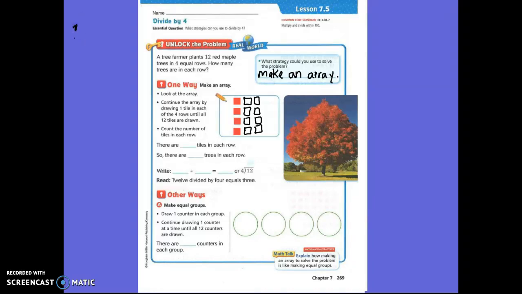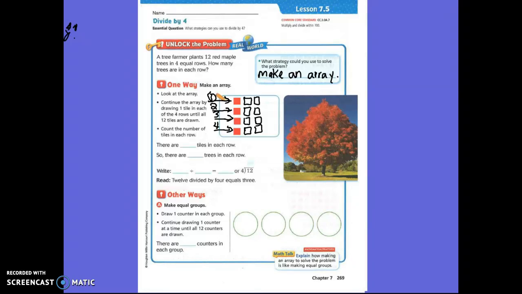You have to remember, boys and girls. Okay, first it says this is an array, and it says that continue the array by drawing one tile in each of the 4 rows. So what is 4? The rows. Guys, the rows go this way. This is a row. This is row 1, 2, 3, 4. Okay? There are 4 rows. How many tiles are in each of those 4 rows?